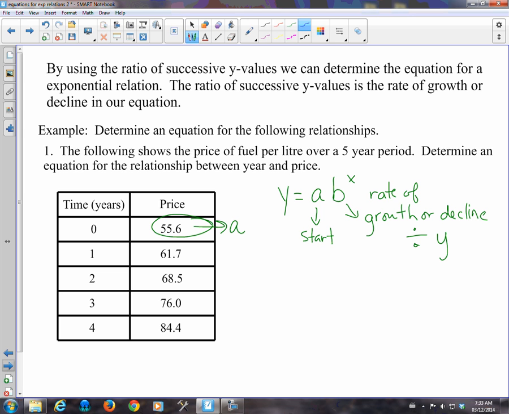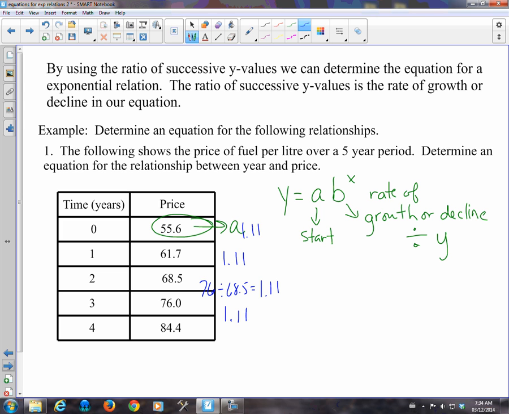Then to figure out my growth, I'm going to check to make sure it's exponential. So I'm going to divide all my y values. 84.4 divided by 76 is 1.11. And 76 divided by 68.5 is also 1.11. I'll do the next couple. 68.5 divided by 61.7 is 1.11. And 61.7 divided by 55.6 is also 1.11.